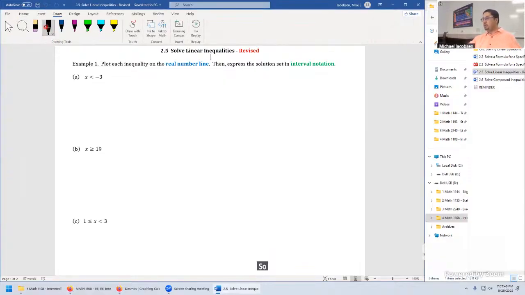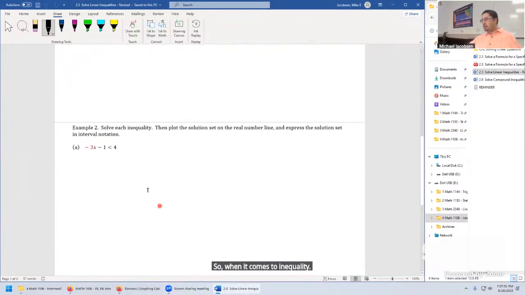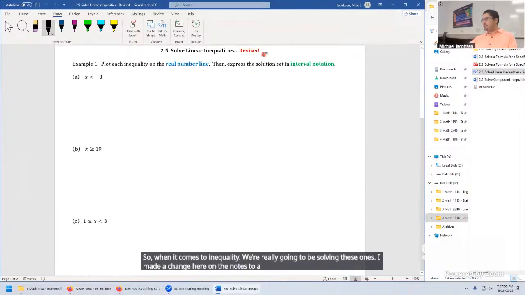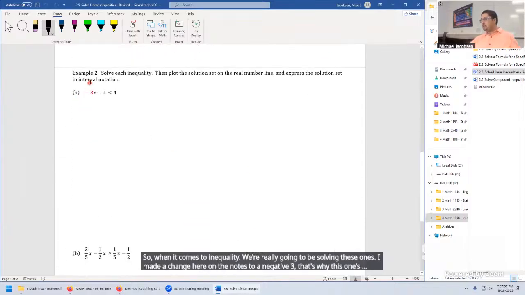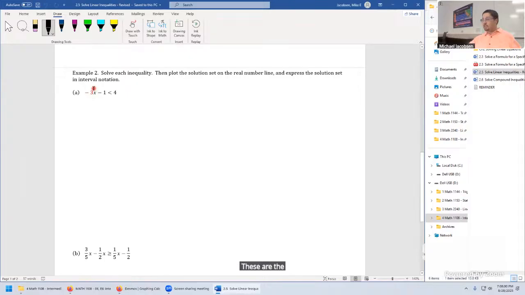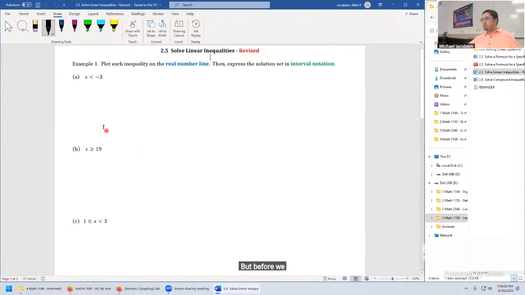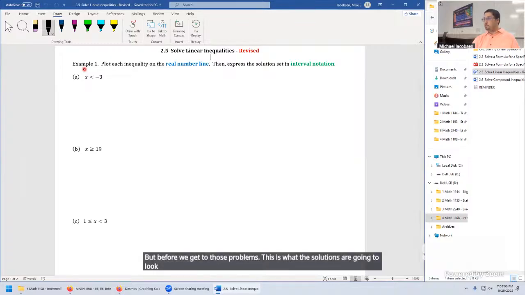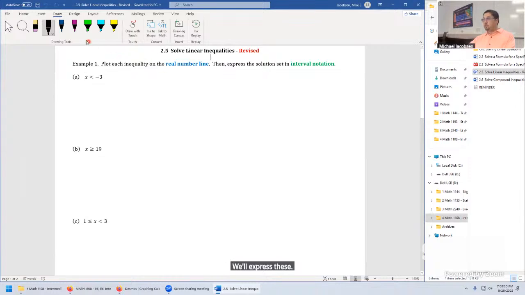So when it comes to inequality, we're really going to be solving these ones. I made a change here on the notes to a -3. That's why this one's revised. These are the kinds of things that we want to solve. But before we get to those problems, this is what the solutions are going to look like in inequality form. We'll express these as a plot on the real number line, and this is what it would look like.